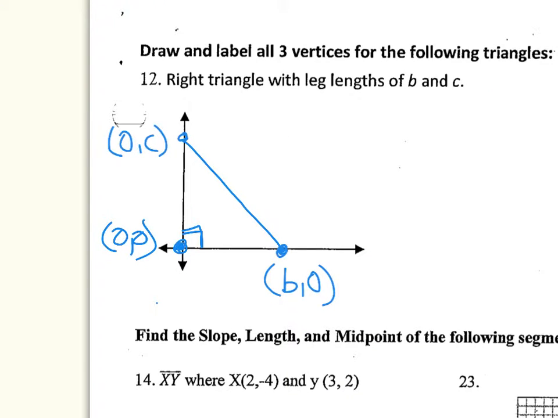In this problem, we have to draw and label all three vertices for a right triangle with leg lengths of B and C. So one way to do this is to have vertices here.